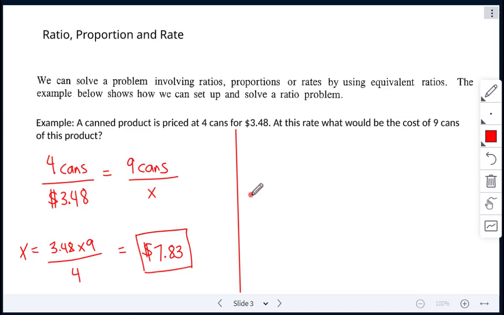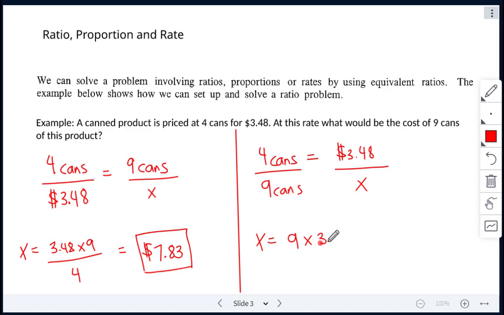Now you can set it up differently as well. You can set it up this way. You can say 4 cans is equal to $3.48, and then here you'd put 9 cans is equal to X. That's what we're trying to find. But notice, same thing. You're going to multiply 9 times 3.48, and then you're going to divide by 4. So X is equal to 9 times 3.48, divided by 4, and our answer is still $7.83.